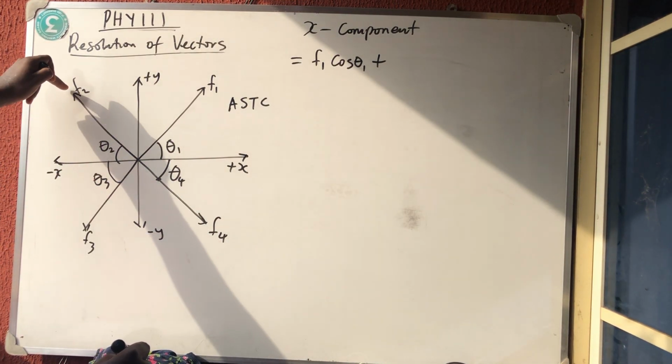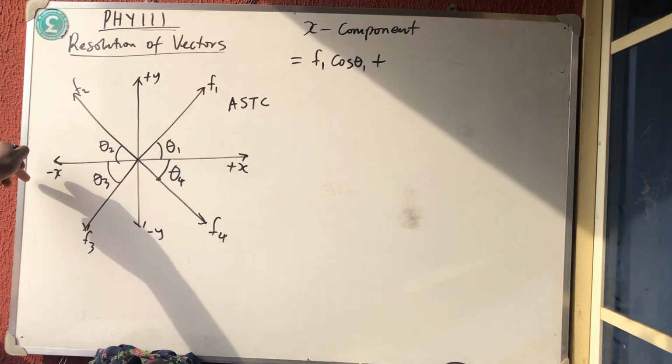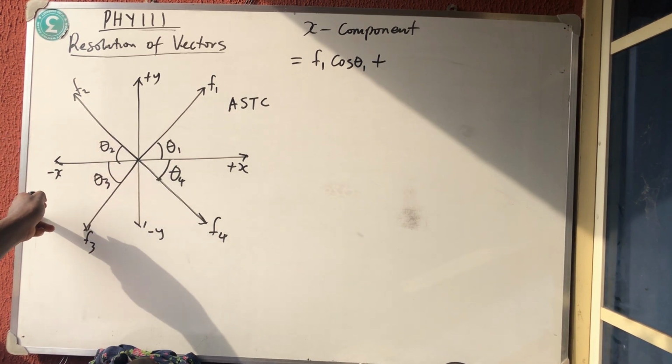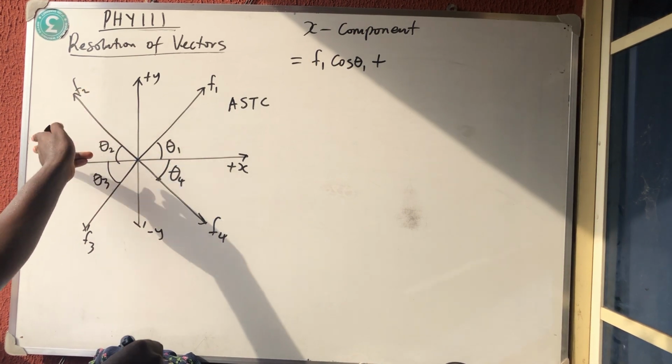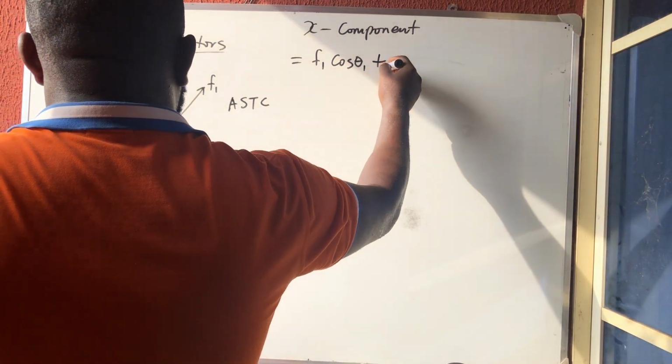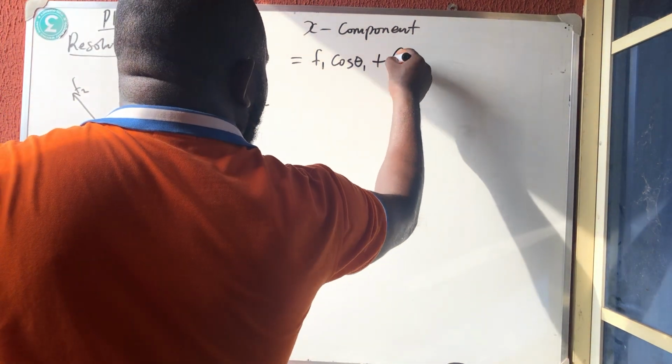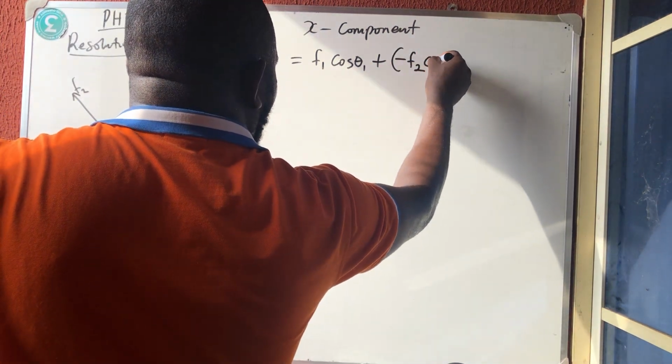We are resolving this one now to the x-axis. Look at it. Since we are resolving it to the x-axis, is it towards or against? It's still towards. So it will now be what? But it is in the left hand. Look at it. It is in the left hand. So I'm going to say minus F2 cos theta.